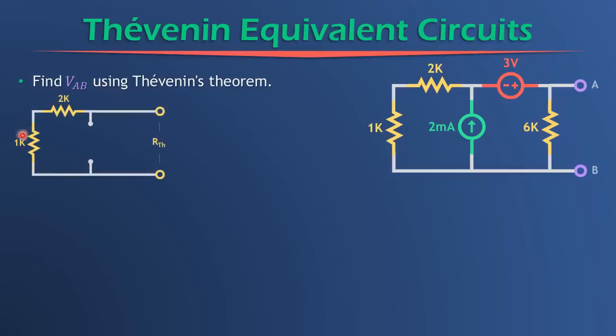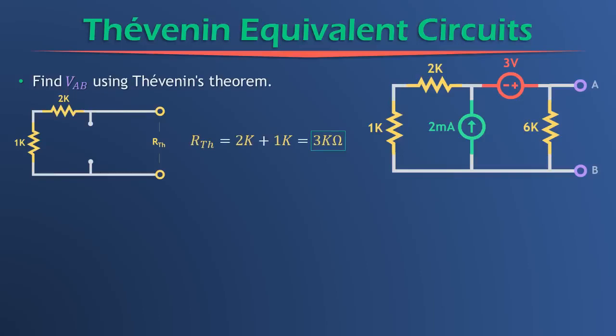In this new circuit over here, what have we done? Well, we've removed the load resistor of 6K, and that's the load resistor because AB is across it. And then we've short-circuited our 3-volt voltage source, and we've open-circuited our 2 milliamp current source. And now all we have to do is find the equivalent resistance of this new circuit looking in from these terminals. So we get an equivalent resistance of 3 kiloohms.